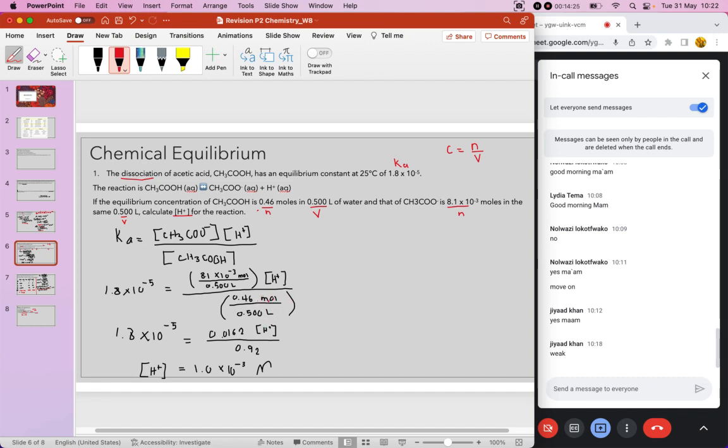We are given the number of moles and the volume, so you just substitute your number of moles and the volume, because that will give you concentration from this equation. You can substitute or you can do it separately as much as you calculate for what the concentration is. From there, you make the concentration of the H plus the subject of the formula. The concentration of the H plus is going to be 1 times 10 to the power negative 3 molar. Do you understand, guys?